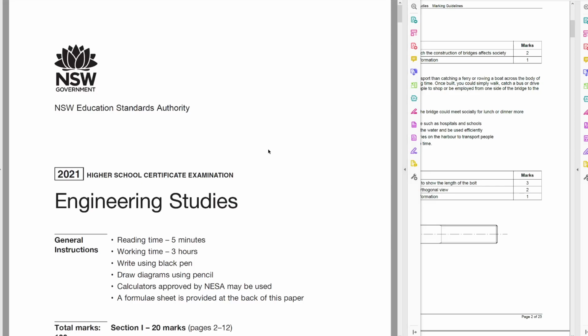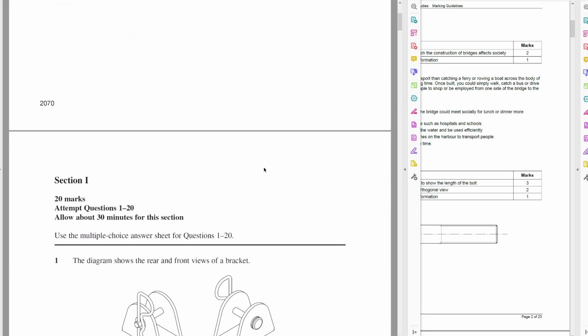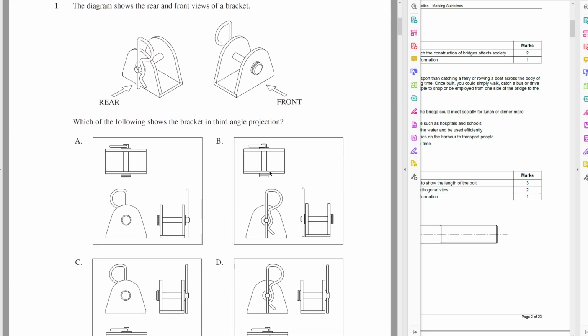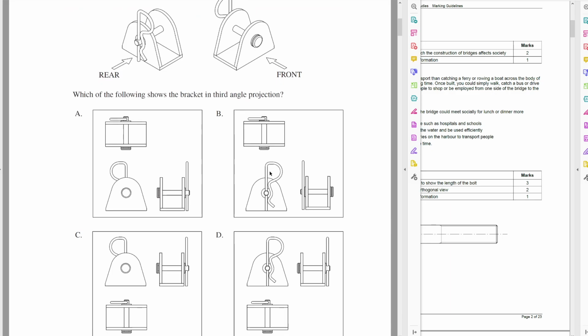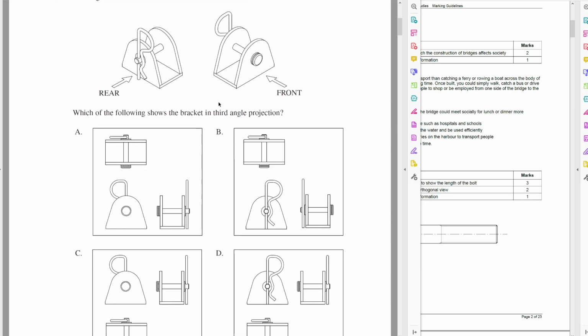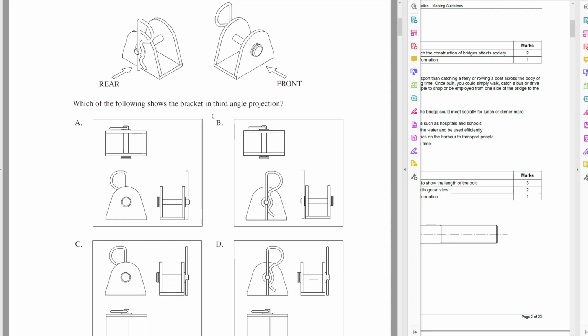In this video, I'm going to be going through the 2021 Engineering Studies HSC exam, and in the first question, we're looking at a third angle projection. Even if it didn't say third angle projection, we should be thinking that it is if it's under Australian standards. In Australian standards, we have third angle projection with top view on top. So straight away it has to be A or B.